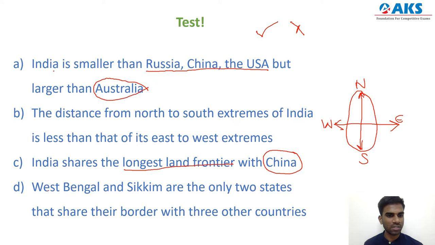Finally, the fourth statement says West Bengal and Sikkim are the only 2 states that share their border with 3 different countries. Take a guess and be ready with your answers. By the end of this video, you'll be able to know if each of these statements is true or false.